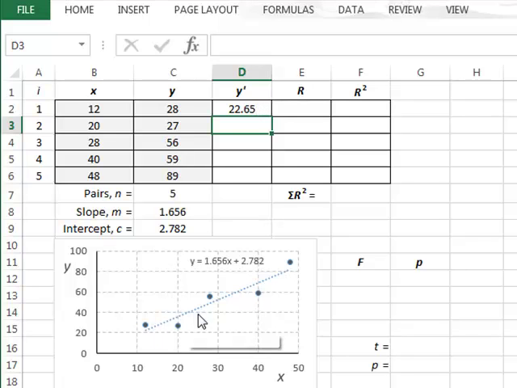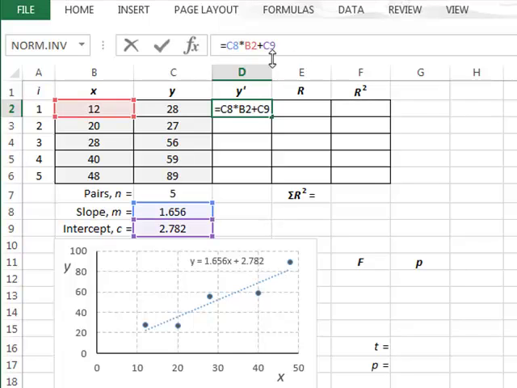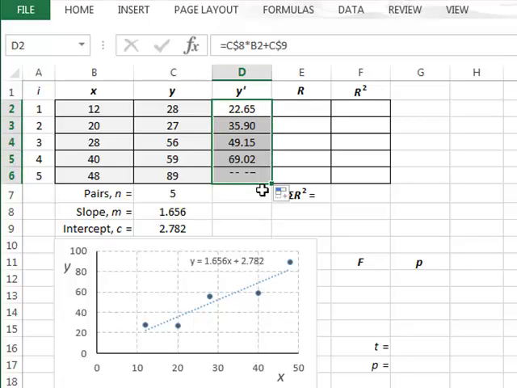And we will calculate these best fit values for all of the data points by copying this function down, but so that we do not change the row values for the references for slope and intercept, we will put a $ sign in front of 8 for C8 and a $ sign in front of 9 for C9, and we can then copy this equation down so we have the y dash values for every value of x.